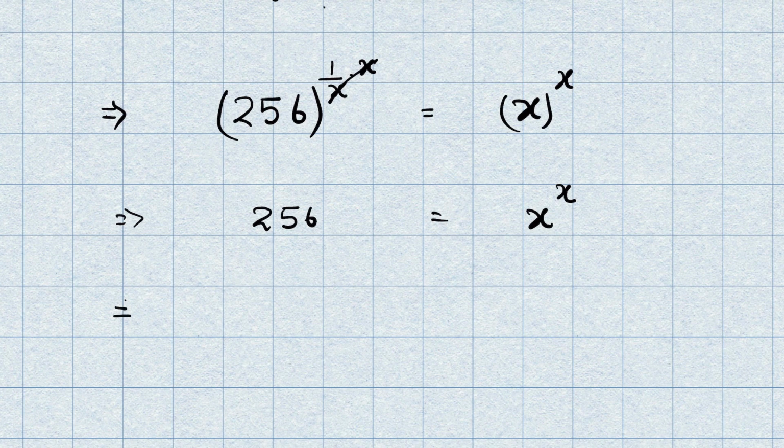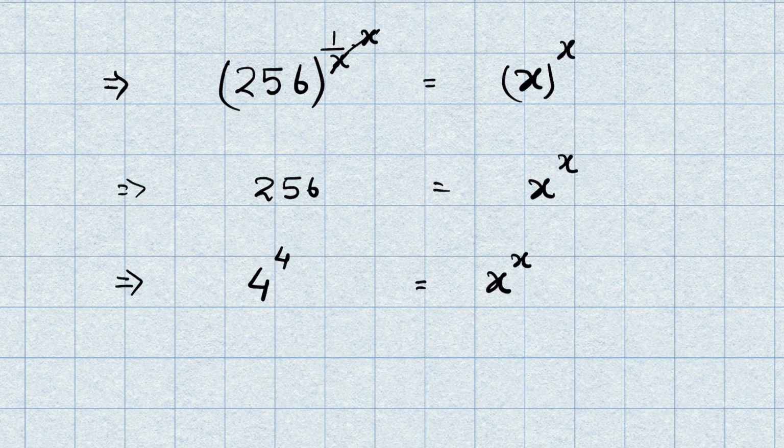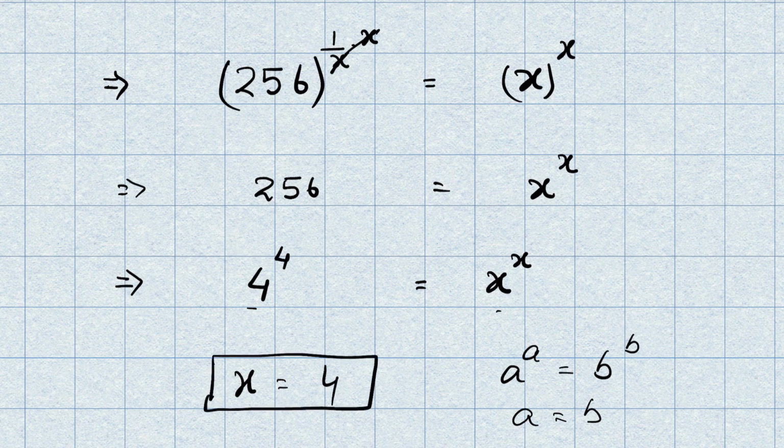Now, 256, we can also write it as 4 raised to the power 4 is equal to x raised to the power x. Now, there is a rule: if a raised to the power a is equal to b raised to the power b, in that case a is equal to b. So, here 4 raised to the power 4 and x raised to the power x, that means x is equal to 4. We can verify this answer.